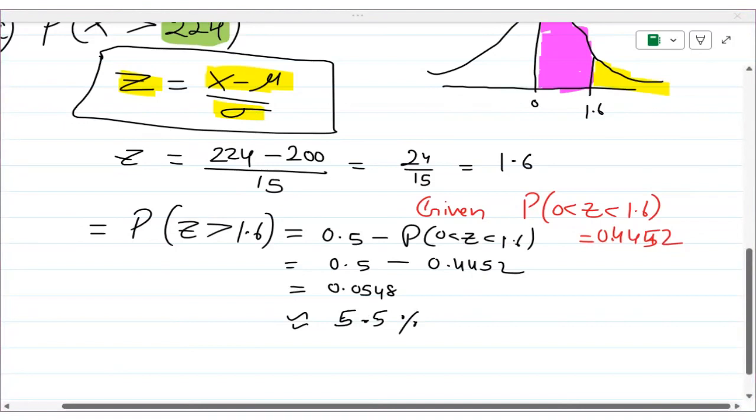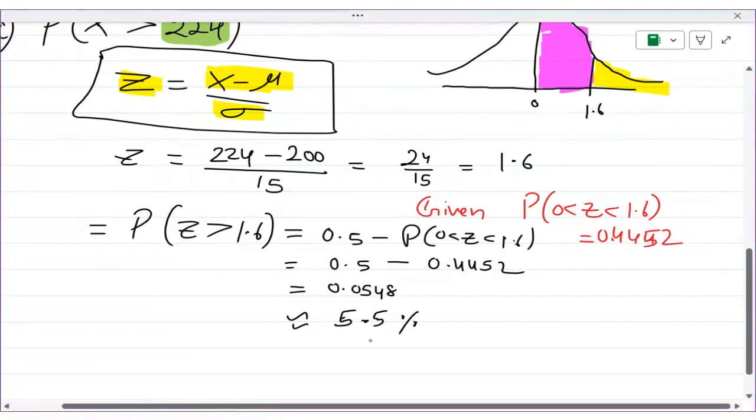Sir, if we are given the probability of z less than 1.6, then why do we subtract from 1? Okay Roshan, yes, you are correct. If we are given the full left side, the probability of z less than 1.6, then you subtract from 1. Good, this is correct.